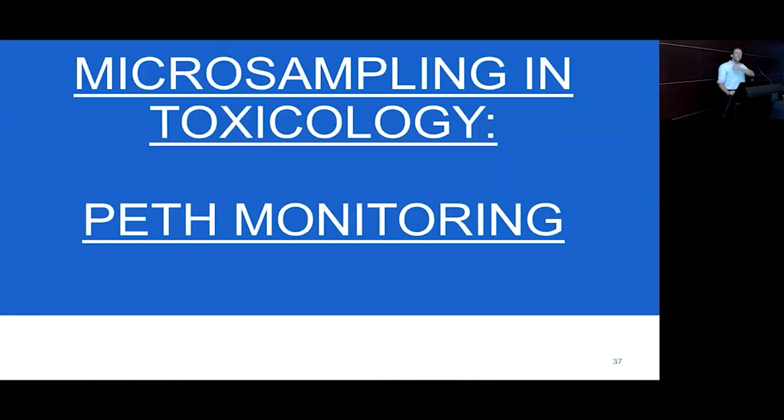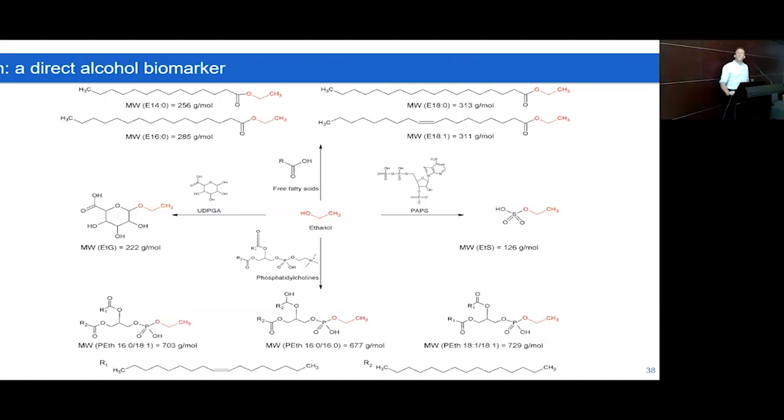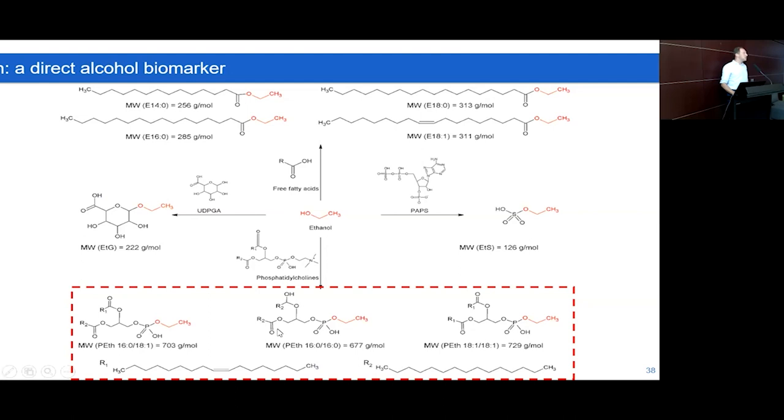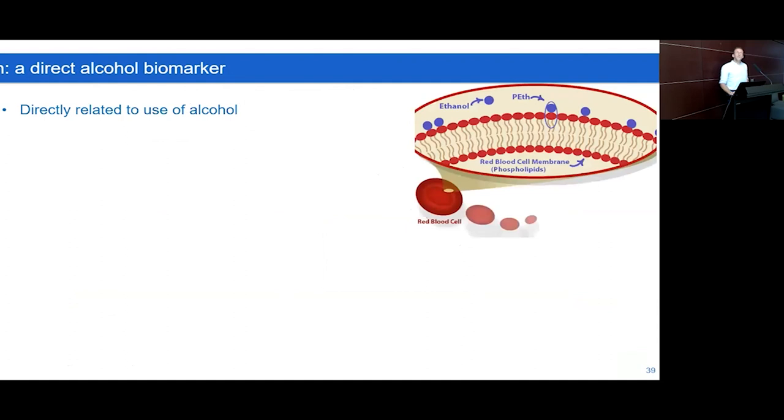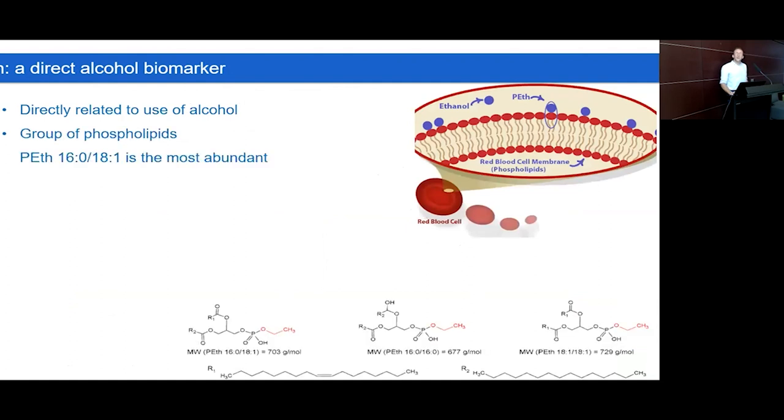Good. One example that I'll talk about for toxicology is monitoring the biomarker PEth, phosphatidylethanol. Those of you that may be familiar with alcohol, shown over here: every time you drink alcohol, something changes in your body. One of the things that change is that some phospholipids are altered, and you have this ethanol moiety hanging over here. PEth refers to phosphatidylethanol, which is the result of the reaction of phosphatidylcholine with ethanol, and it is incorporated in the membrane of red blood cells.